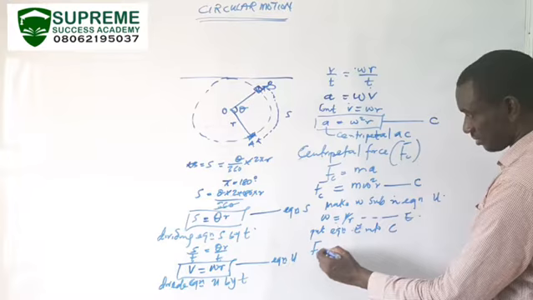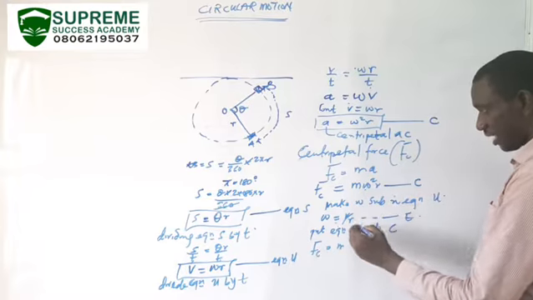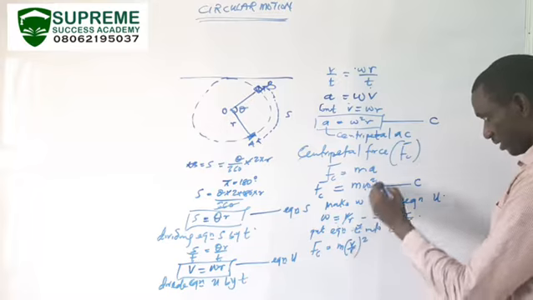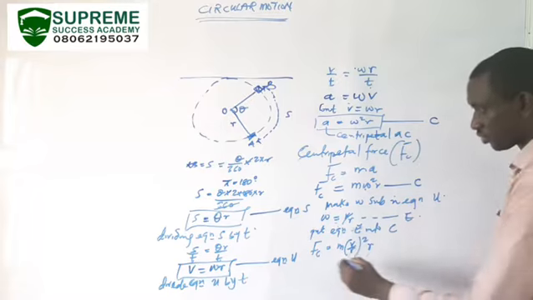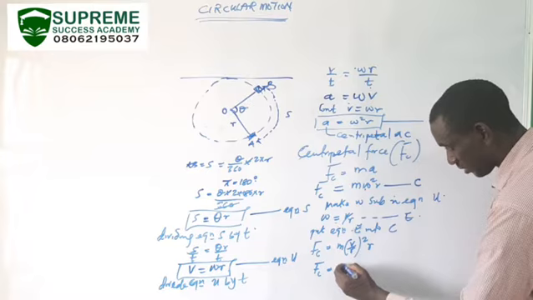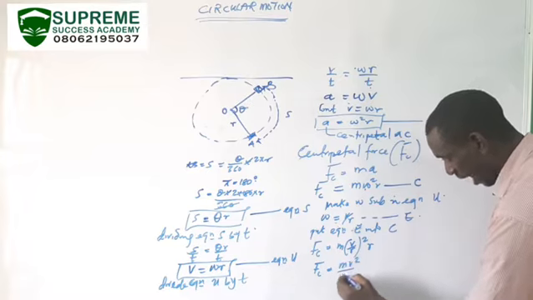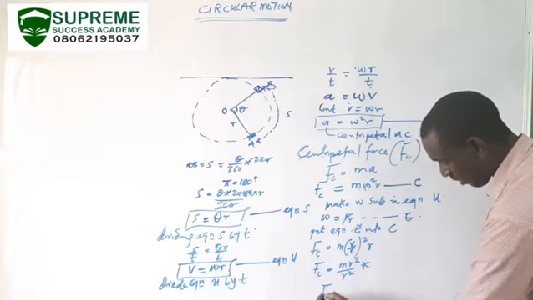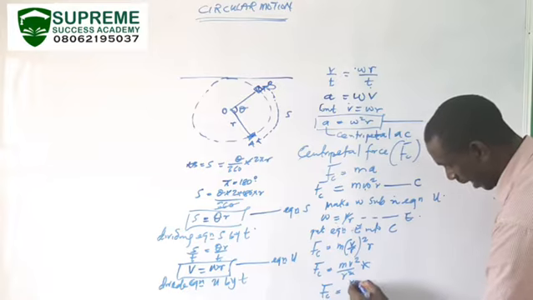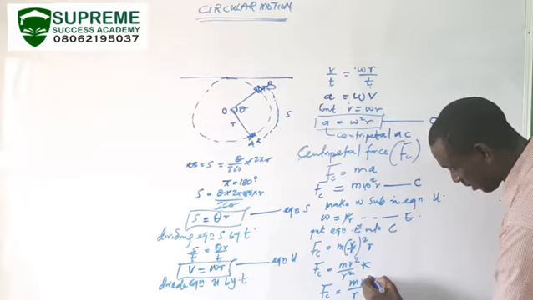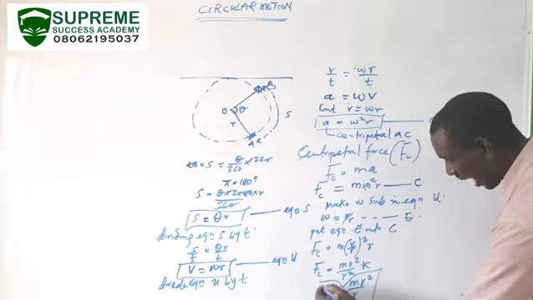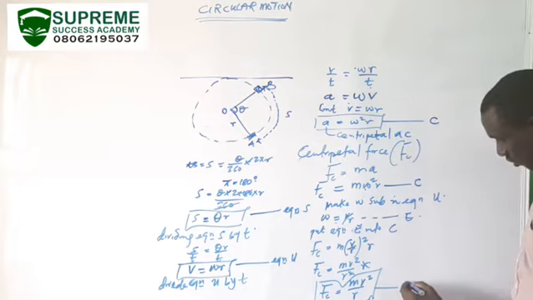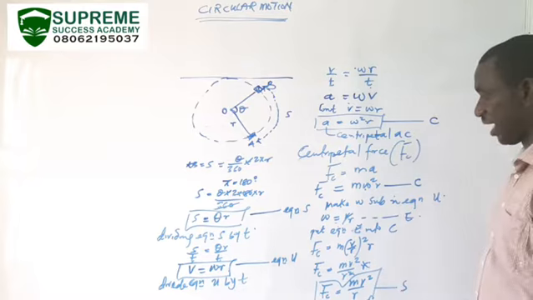We have FC equals M. Instead of writing W, we write what? V over R squared, then times R. So you then have FC equals MV squared over R squared times R. R takes care of one of the R. You have FC equals MV squared over R. So this is another formula for centripetal force. So we call this our equation S.